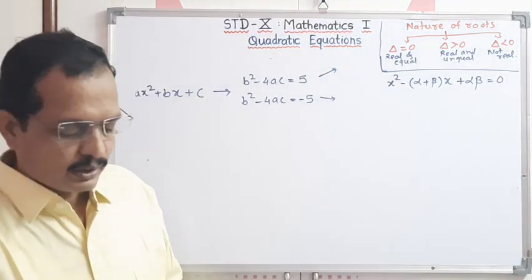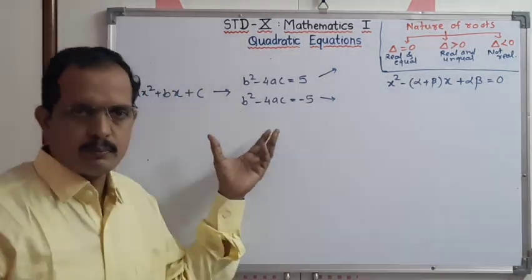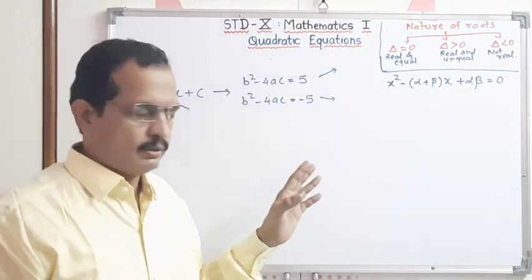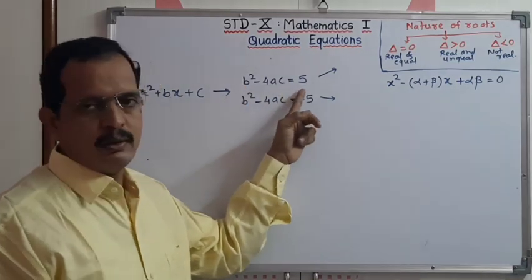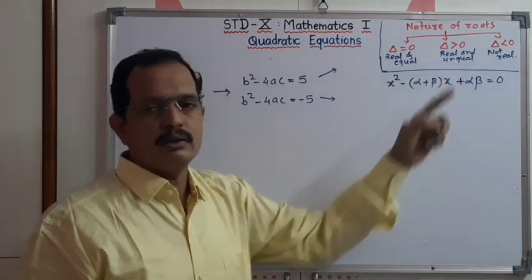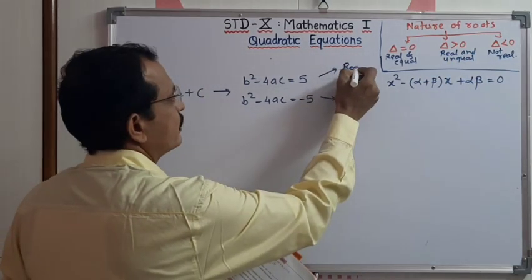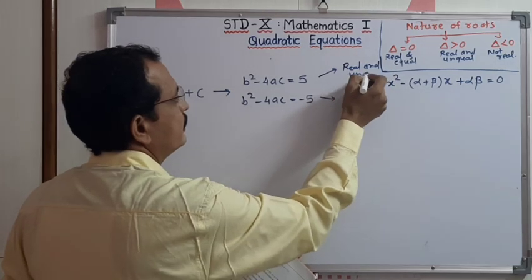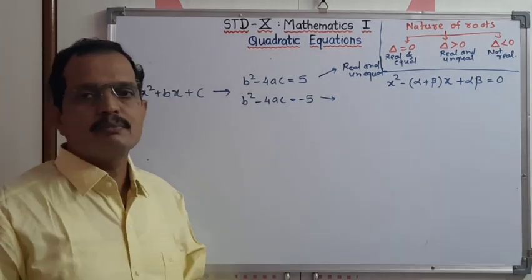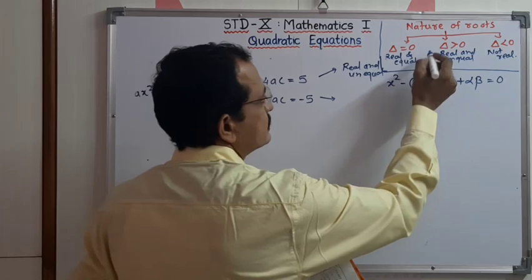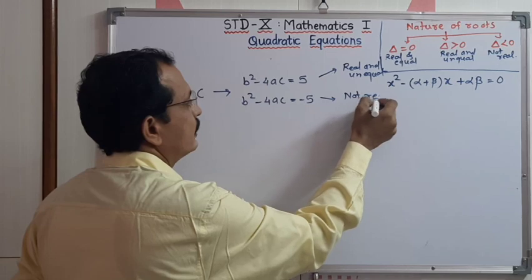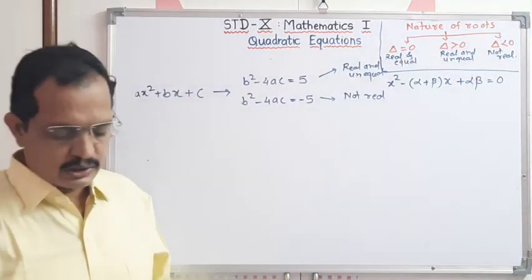Dear student, as we saw previously, the nature of the roots depends upon the value of delta. Here the value of delta is 5. 5 means it is greater than 0, and greater than 0, therefore it is real and unequal. Therefore we can write real and unequal. Second, the value of b square minus 4ac is minus 5. Minus 5 means it is less than 0, and less than 0 means it is not real. I think everyone got this.